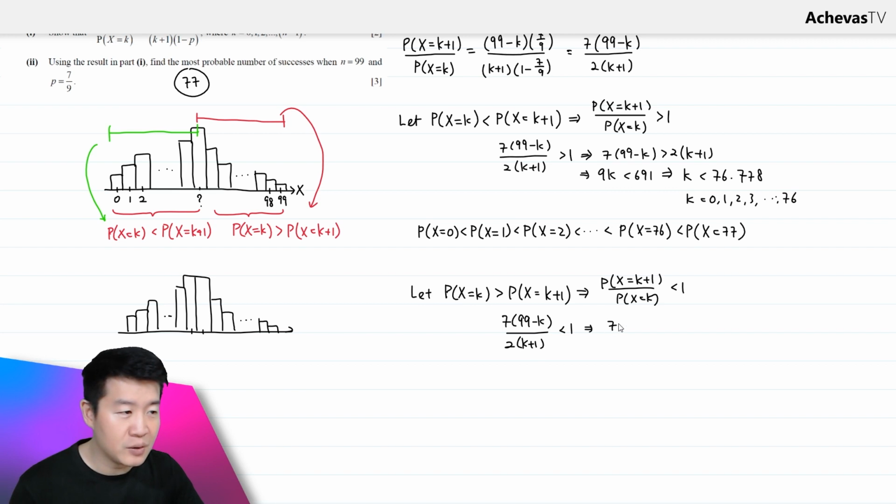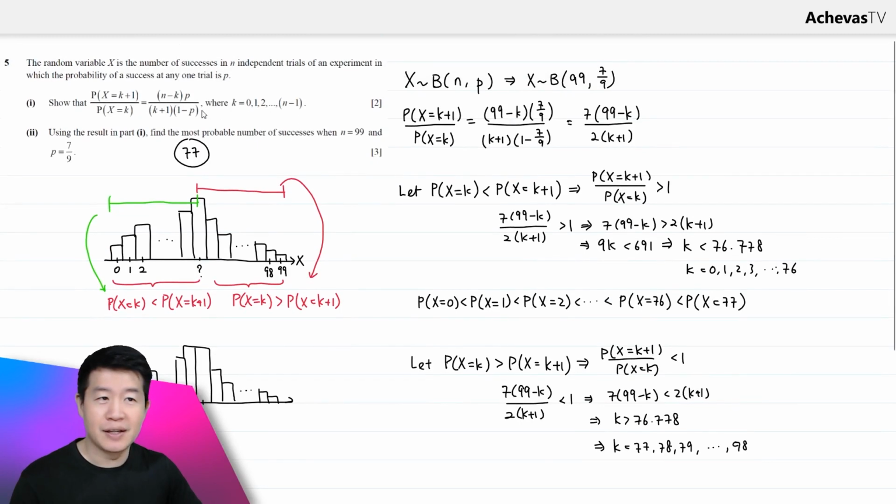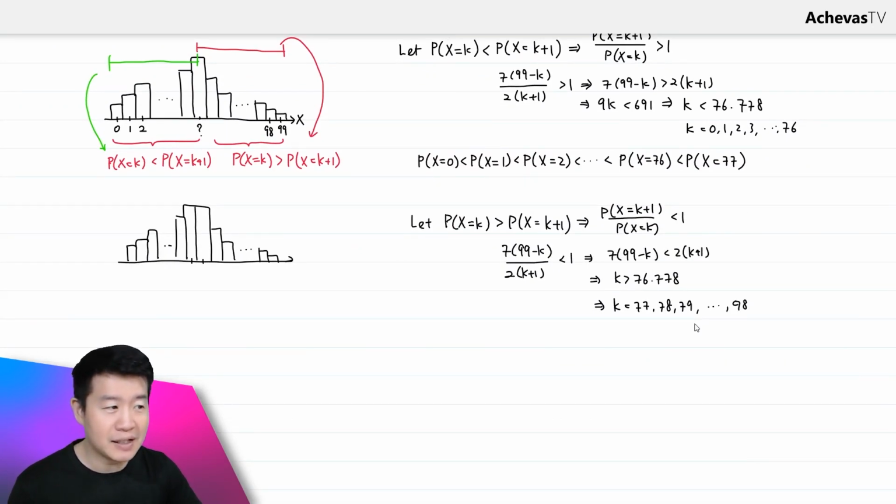If you cross multiply again and work out the range of values for k, you will end up with k bigger than 76.778, which means the possible values for k will be 77, then 78, then 79, all the way until 98. Why 98 and not 99? Because this relationship holds all the way until when k is n minus 1. So n is 99, so we go all the way until 98. And what does this tell me? If k is equal to 77, I substitute it back into here. This tells me that probability that x is equal to 77 is bigger than the probability that x is equal to 78.